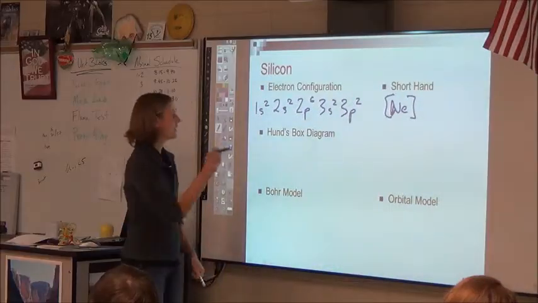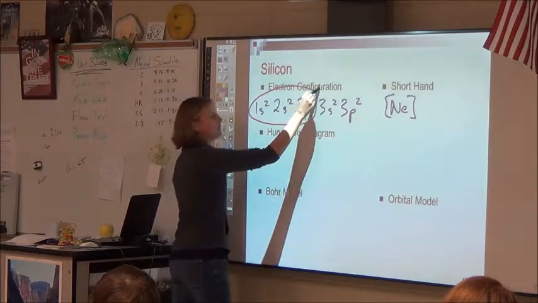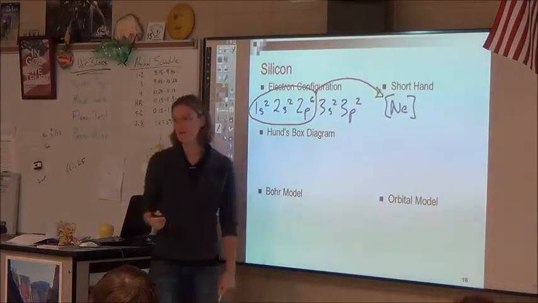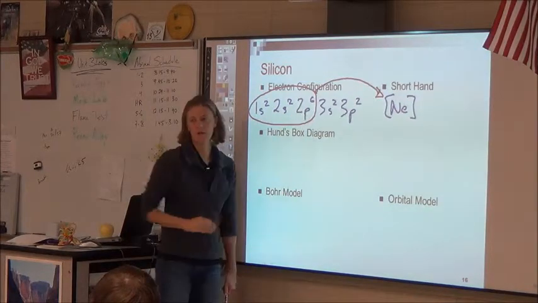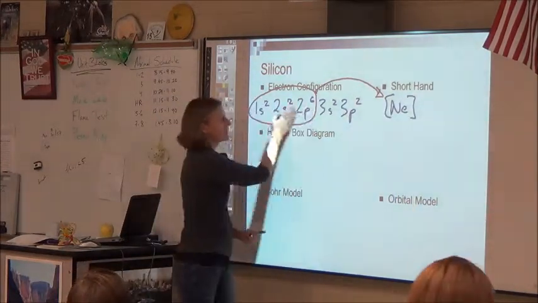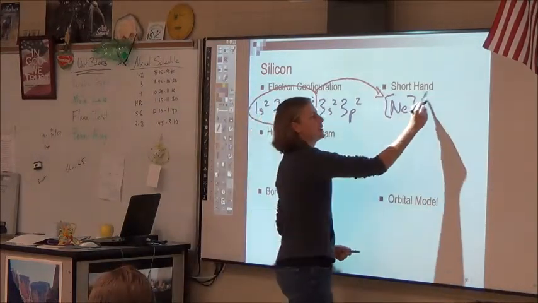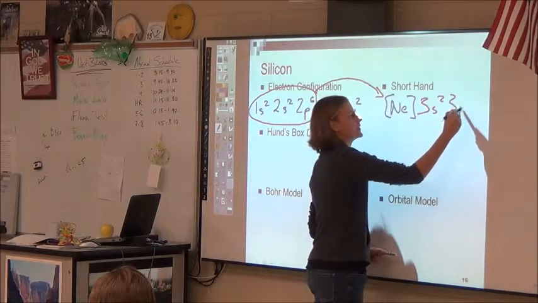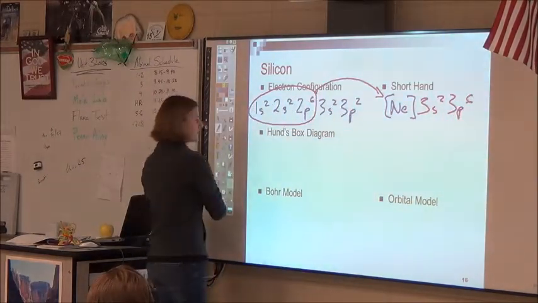Okay. Now, neon is all of this. That is neon. If I had said do an electron configuration for neon, you would have stopped here. So by putting neon in brackets, I'm representing all of this, and I have to do the one row that silicon was in. 3s2, 3p2. A lot shorter. And by 6, I mean 2.